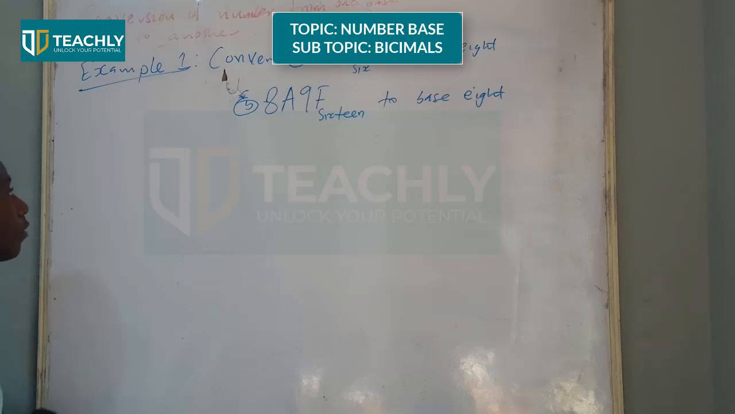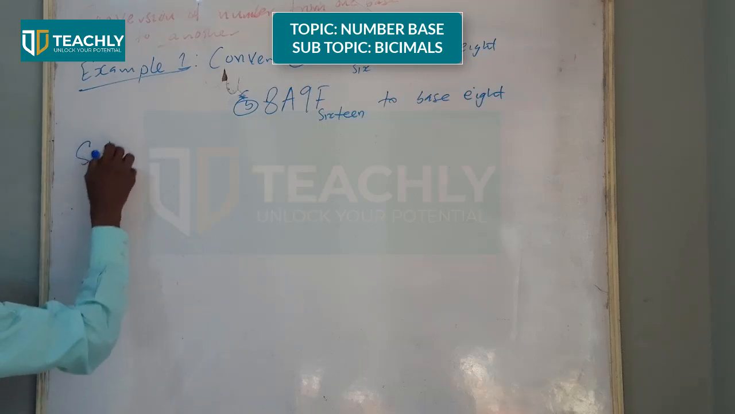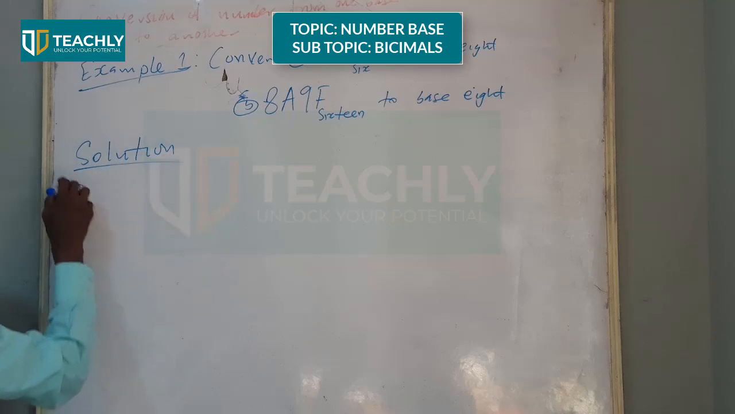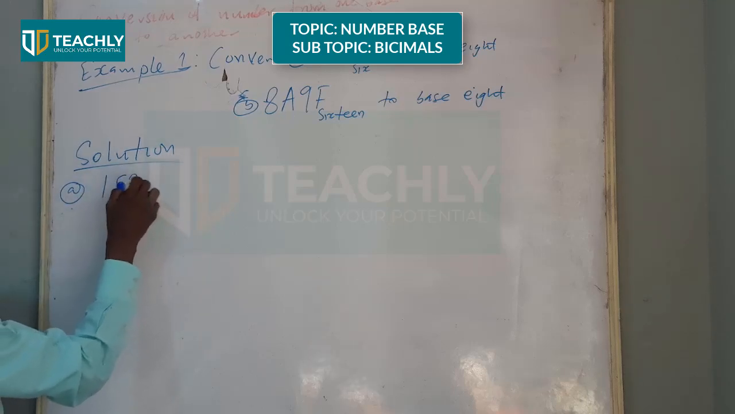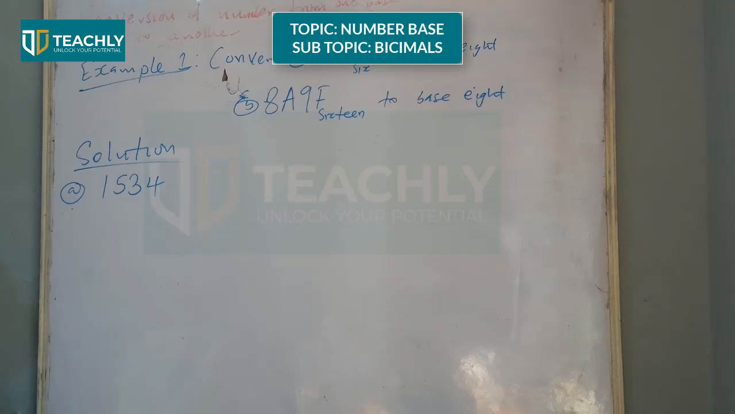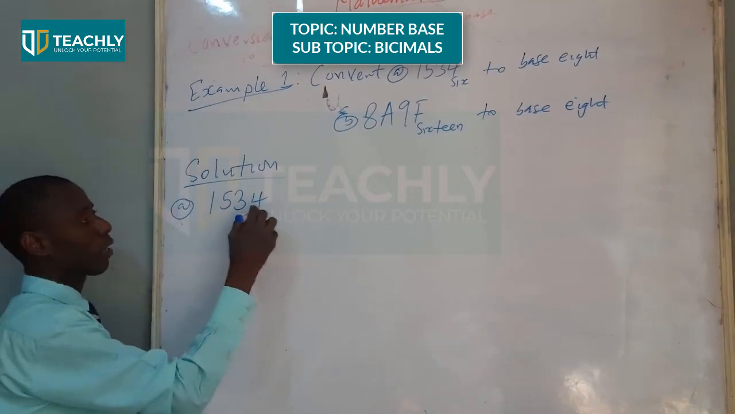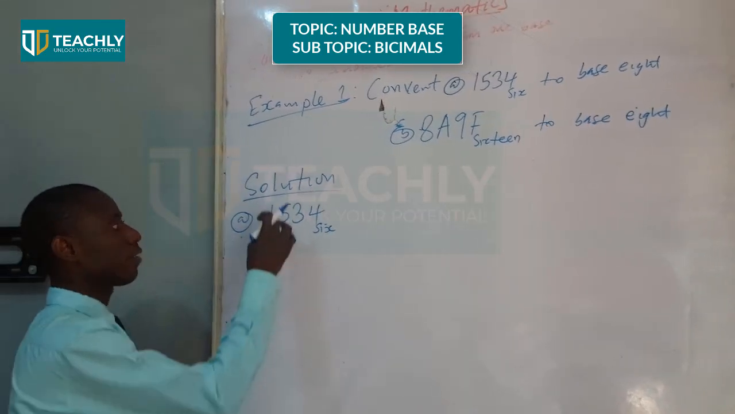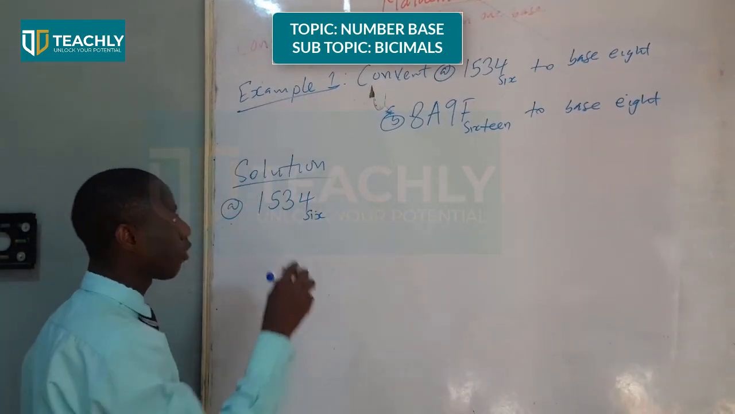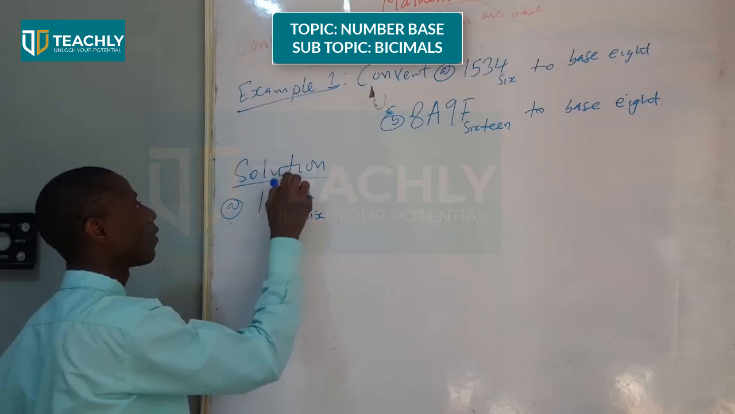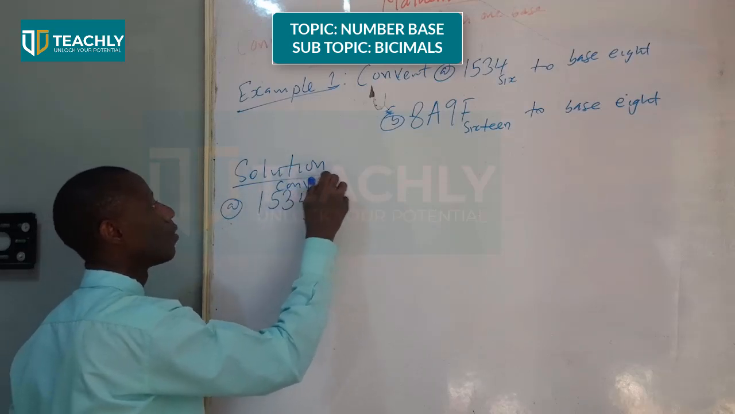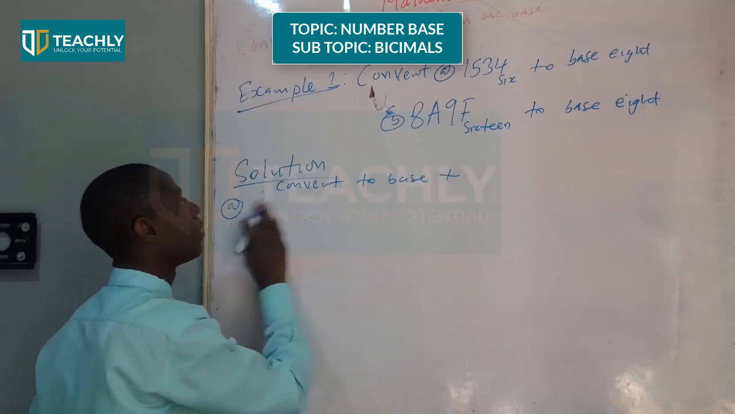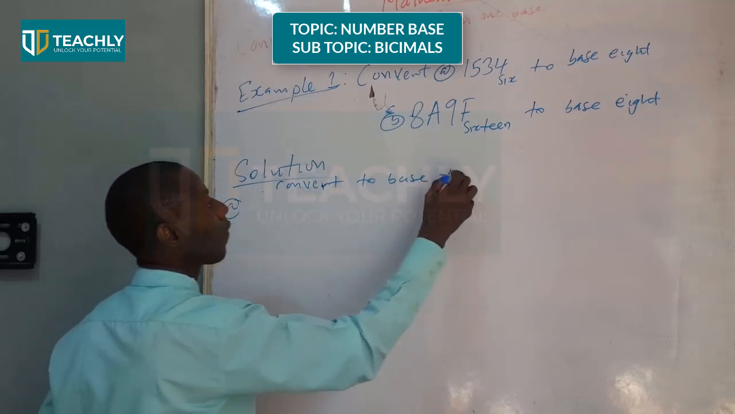So to convert the first one, let's look at A. 1534 in base 6. Like I told us, you cannot convert directly to base 8. So you need to first convert this to base 10. Let us convert to base 10.